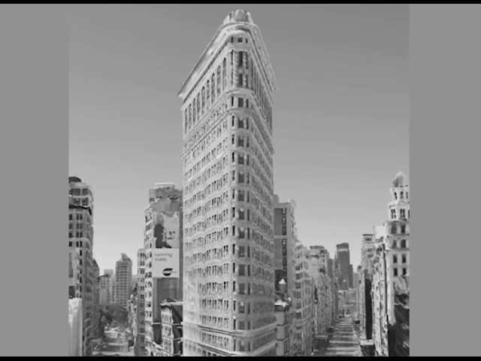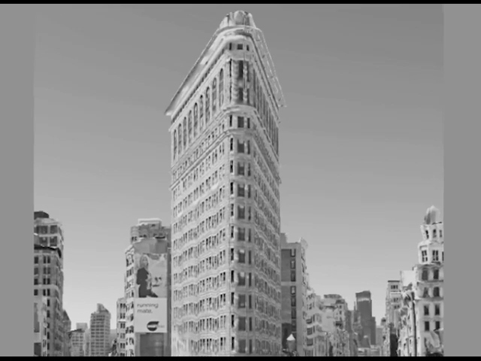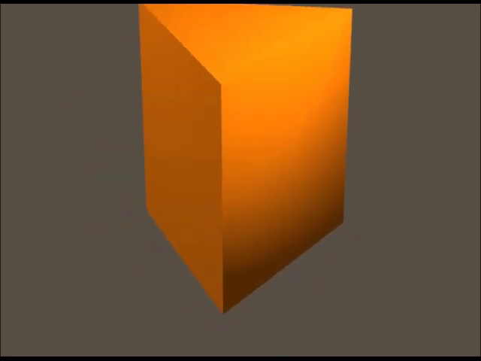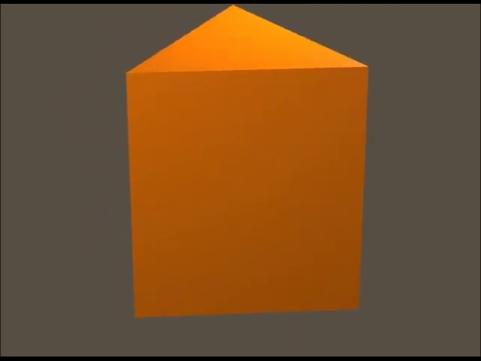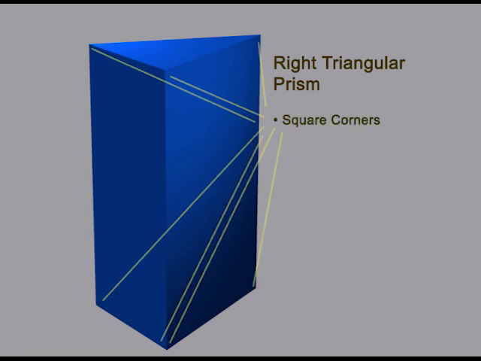Unlike most skyscrapers that are rectangular in shape, the Flatiron Building is an example of a triangular prism. As you can see from this animation, a triangular prism has two triangular faces and three quadrilateral sides. A right triangular prism has rectangular sides. This is the type of prism that defines the Flatiron Building. The rectangular sides ensure that the prism has square corners.